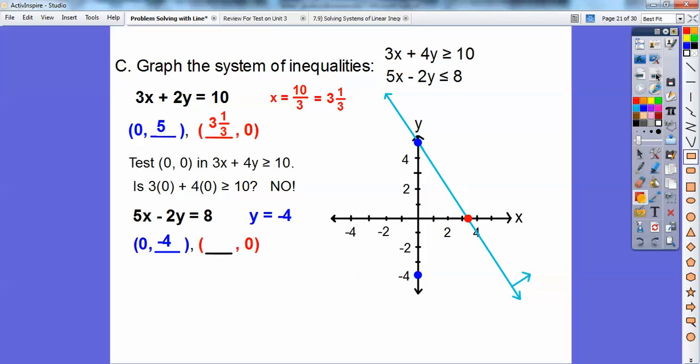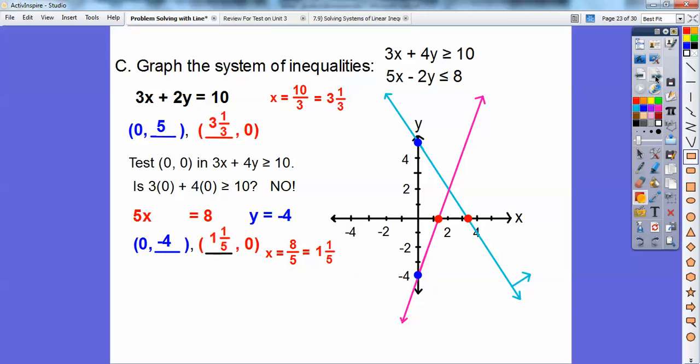When y equals 0, the 2y goes away, so we have 5x equals 8. Divide both sides by 5 and we get 8/5, which is 1 and, whoops, 1 and 3/5. It's not 1 and 1/5, it's 1 and 3/5. It's still a little bit past that, so I'm getting the same point. You're going to connect those up. It's going to be real close to that anyways.